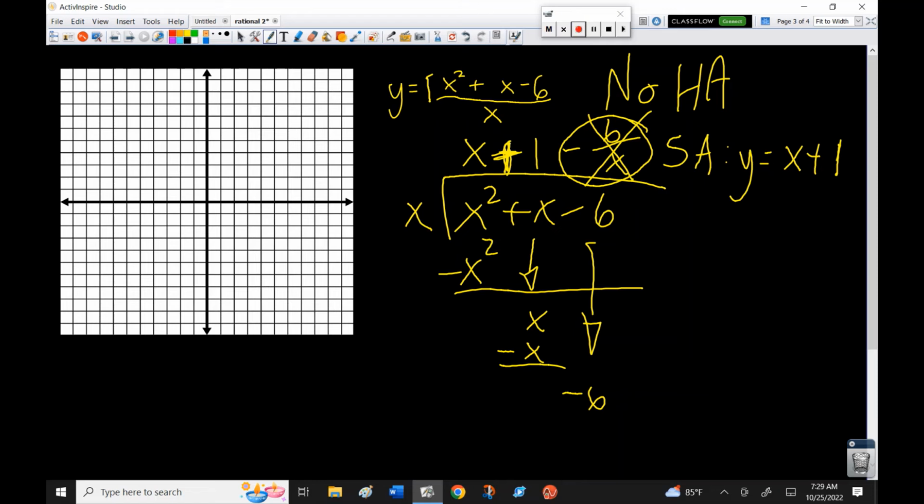What I want to do is I'm going to draw this slant asymptote. So I'm going to go to my graph and I'm going to draw this slant asymptote. It has a y-intercept of 1. Okay, oops, I missed it.